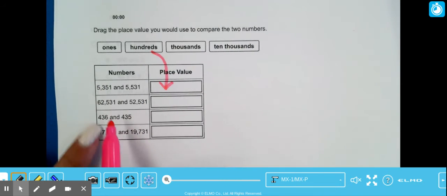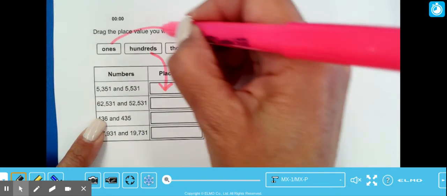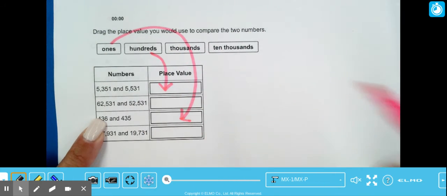Let's do one more. Let's do this one down here. We have a 4 in the hundreds, a 3 in the tens, and in the ones place, they're finally different. We have a 6 and a 5. So the ones place is where we would use to compare for that one.